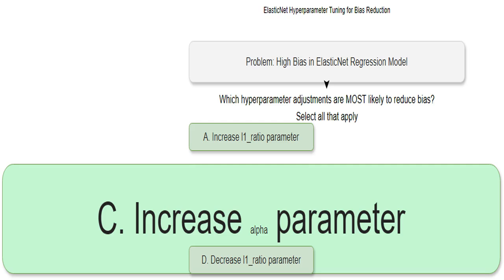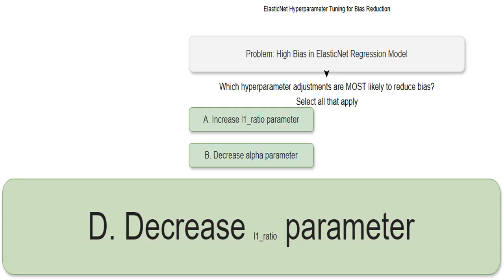Increasing alpha strengthens regularization, forcing the model to become simpler. This will likely increase bias, making the model even worse. This is incorrect. By decreasing L1 ratio, I'm moving towards ridge regression, pure L2 regularization. Ridge regression generally produces less biased models than lasso. Therefore, decreasing L1 ratio is likely to improve model accuracy. This is a correct option.